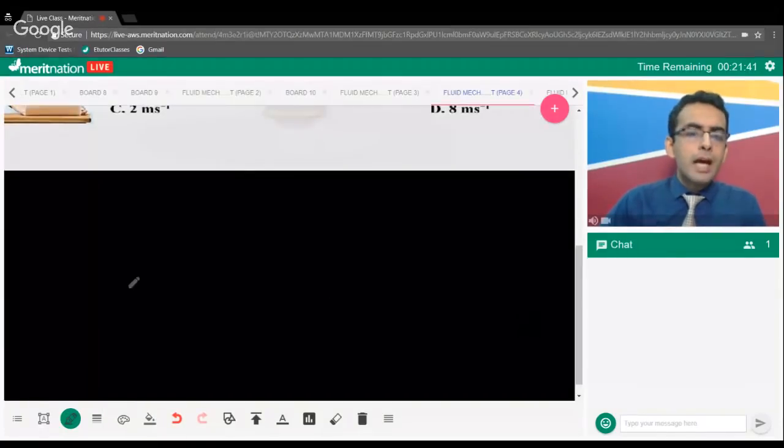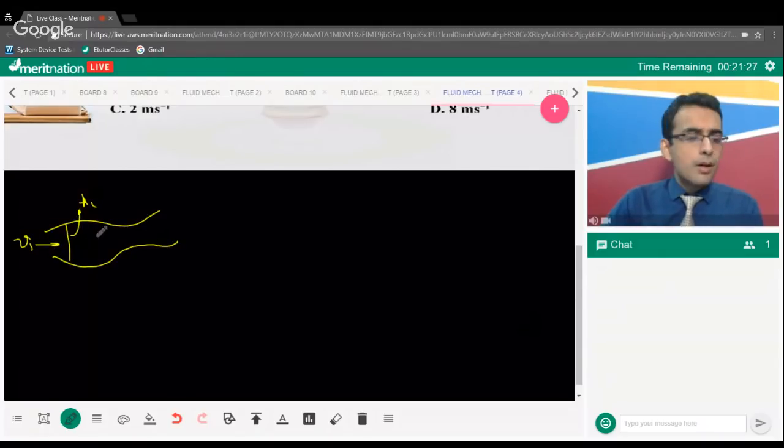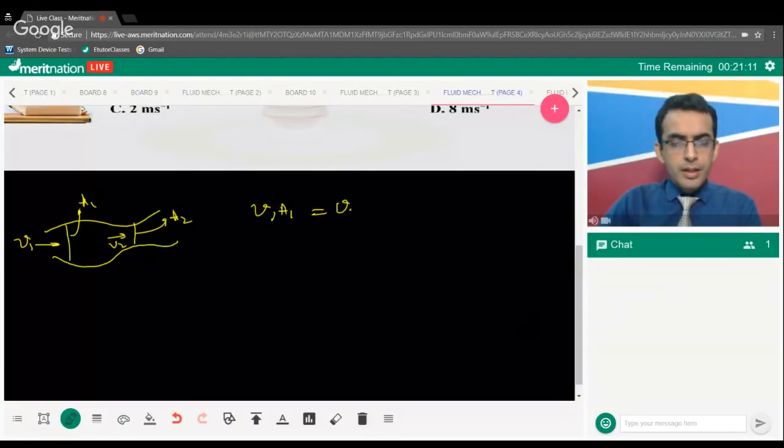You should know that if there is a pipe of varying cross section, and let's say this area of cross section is A1 and V1 is the speed of liquid here, and this cross section has area A2, and you want to calculate the speed of liquid here, then V1 A1 should be equal to V2 A2. That is the equation of continuity, right?